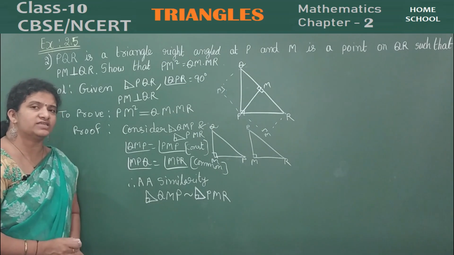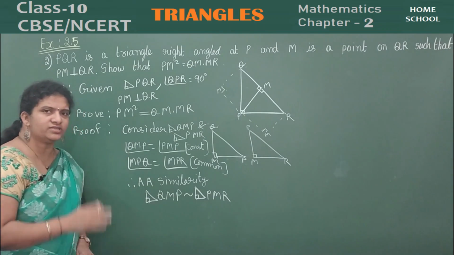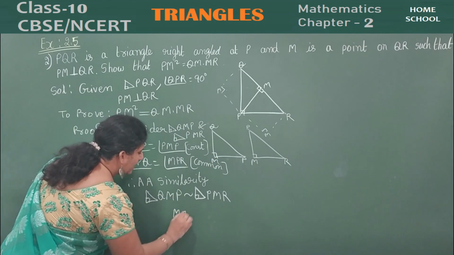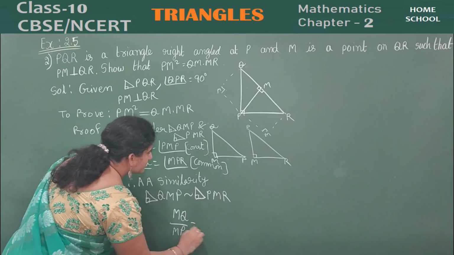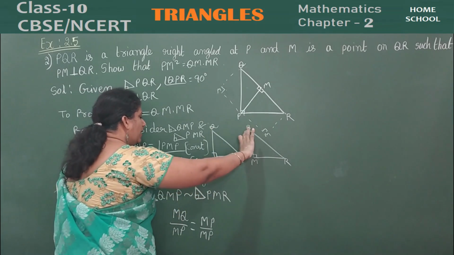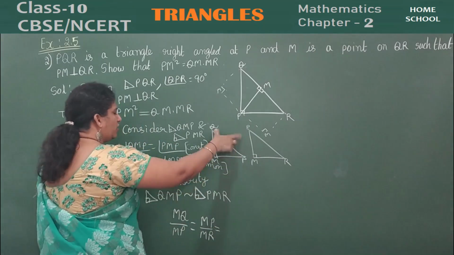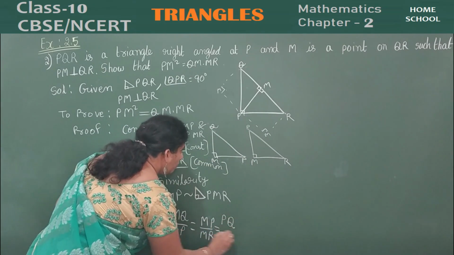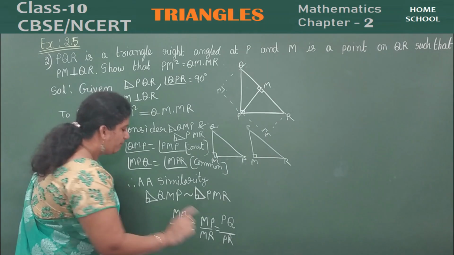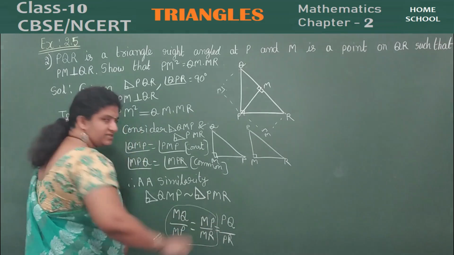The corresponding ratios are in proportion. Which ratios do you want to take? If you want, you can write three ratios. The next step, two ratios you can take. So look here. MQ by MP is equal to MP by MR. Observe carefully. MQ, MP. MP, MR. MP by MR is equal to PQ by PR. PQ by RP or PR you can take. But I have here MP and here MP.